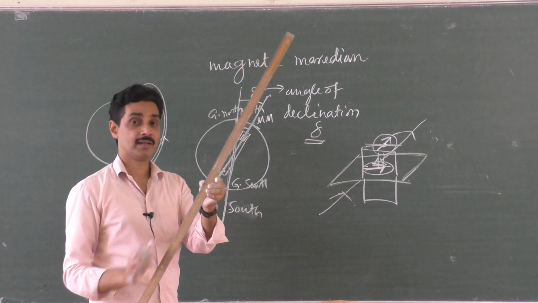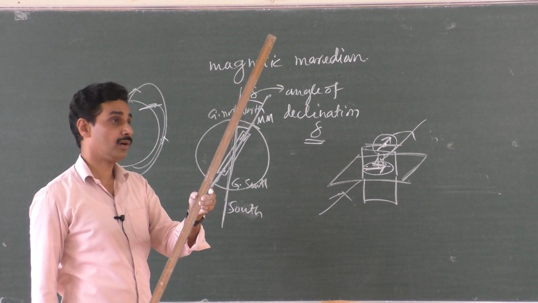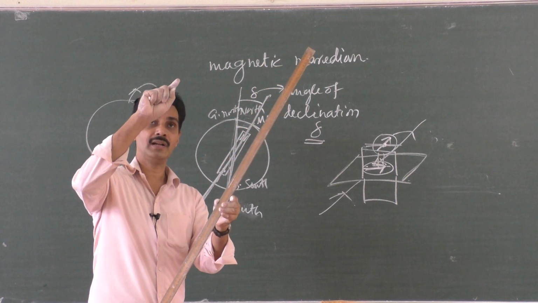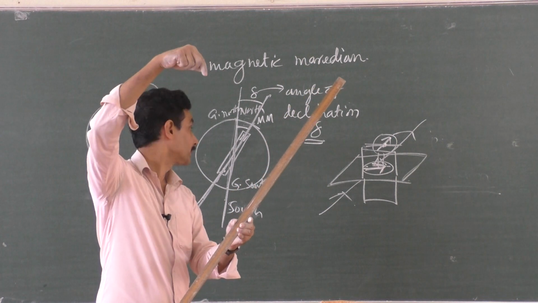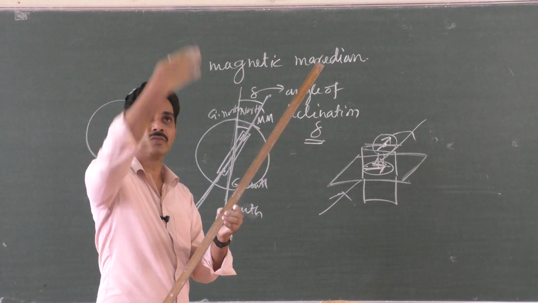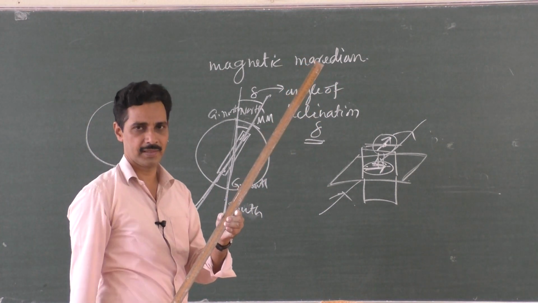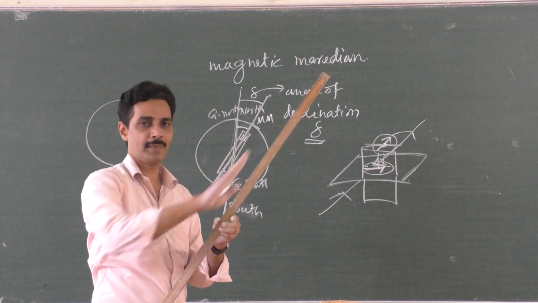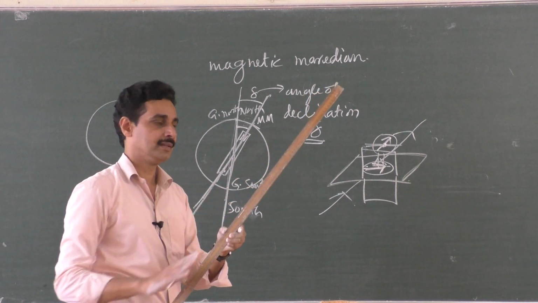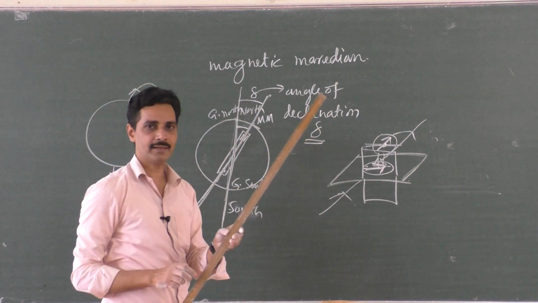And where is the geographic meridian? If you want to have geographic meridian, you have to cut the Earth from here to here like this, taking a knife, because Earth's north pole is here, south pole is here, so cut the Earth like this. That is geographic meridian. What about magnetic meridian? Cut the Earth with that magnet as the axis, so like this. They make an angle theta, that is delta, correct?